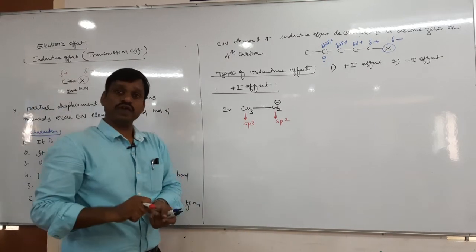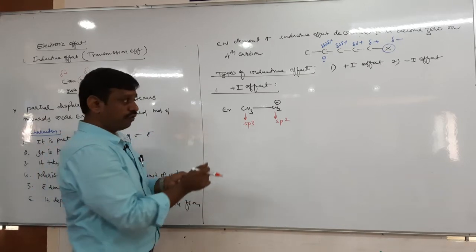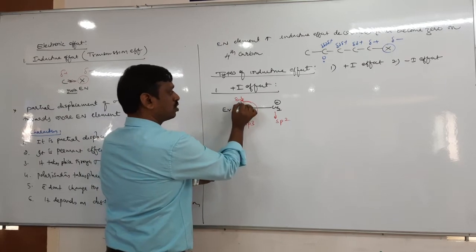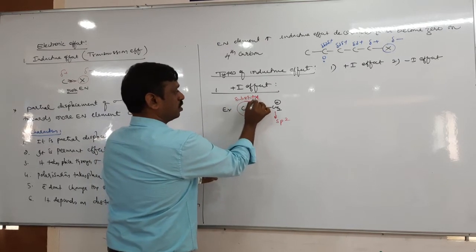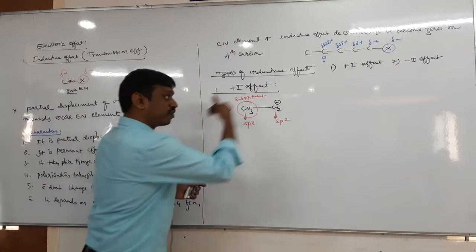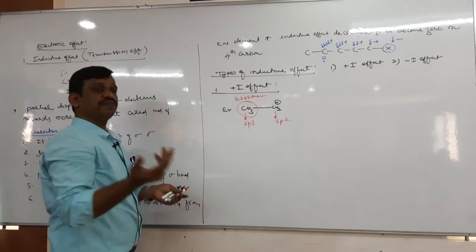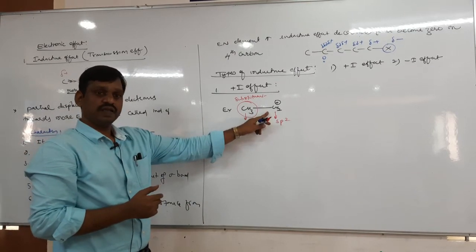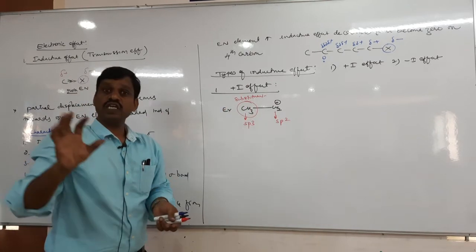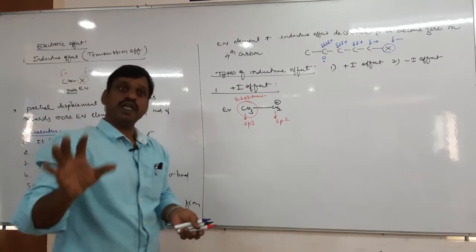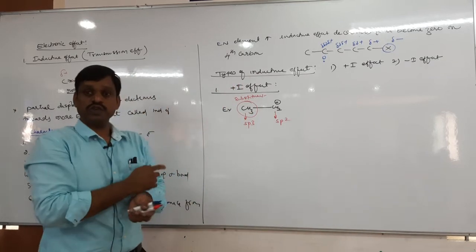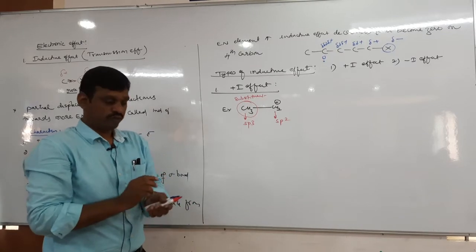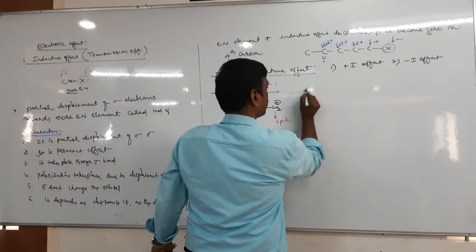Due to more electronegativity, what happened? The displacement of electron takes place. This is a substituent. So displacement of electron takes place away from the substituent or towards substituent? Away from the substituent. That means towards more electronegative element. That means this is called plus I effect. What is a plus I effect? The displacement of sigma electron takes place away from the substituent is a plus I effect and group is called plus I group, right?